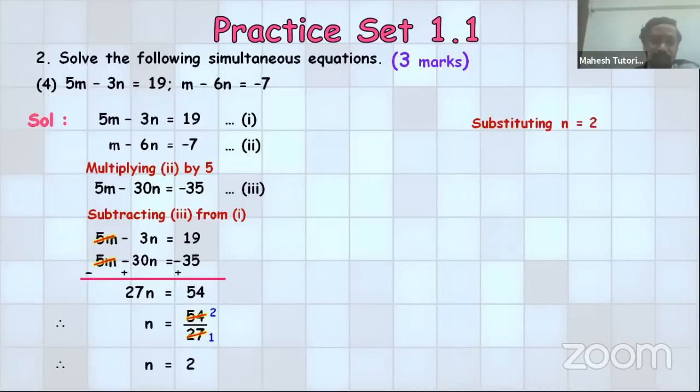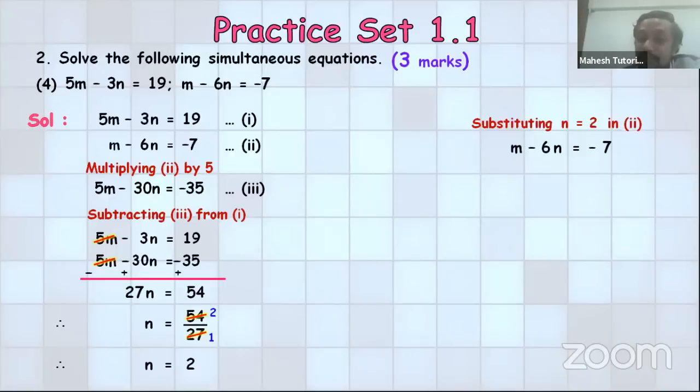Any equation of your choice. Now here we are having three equations, so put it in any equation, no problem. Let us put it in equation number 2. Everyone look at equation number 2. Equation 2 is m minus 6n is equal to minus 7.